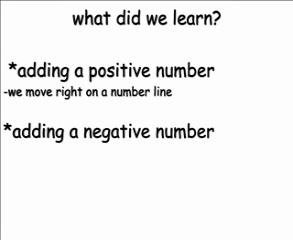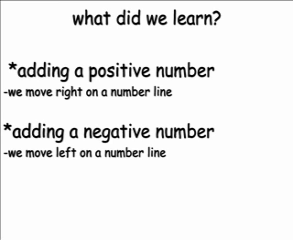Adding a negative number, we're always going to move left on the number line, okay? Because we're actually adding negatives to the situation. So when you pair them up with positives, they cancel each other out.